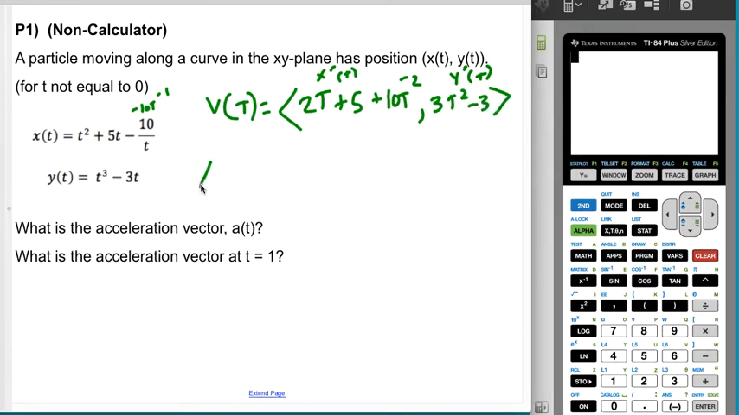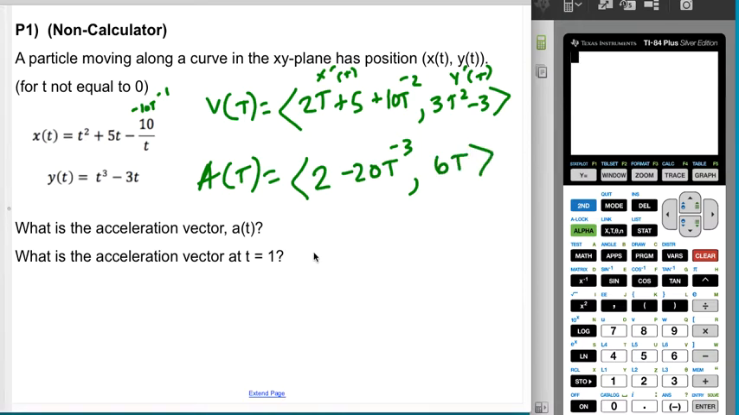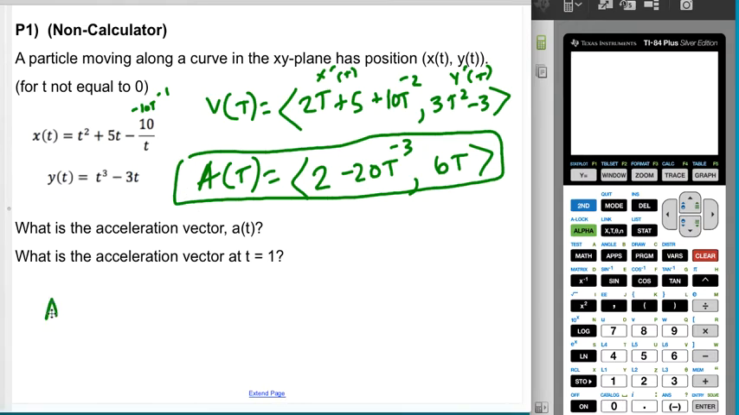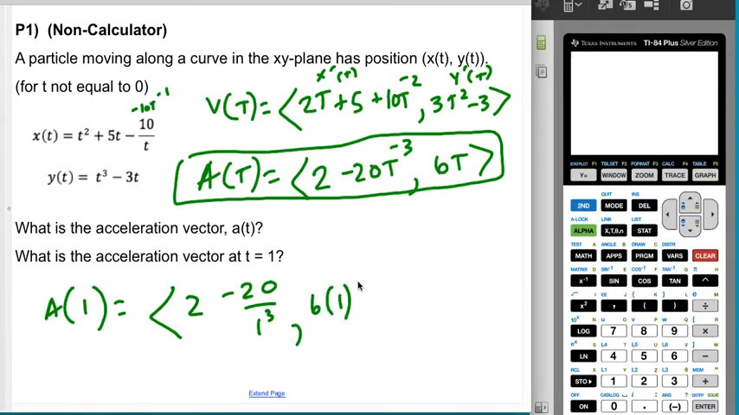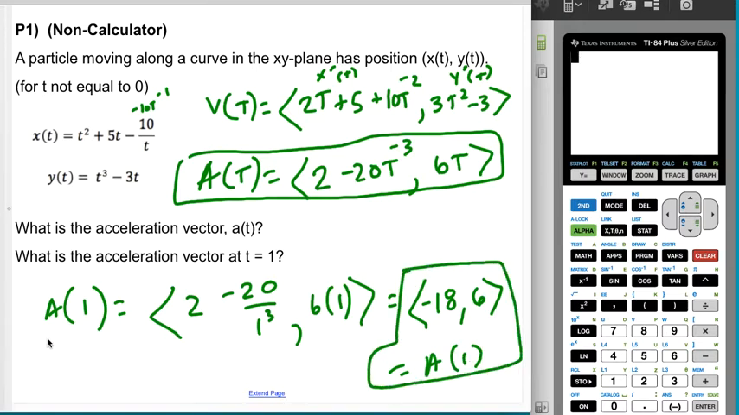And so then my acceleration is going to be what happens if I differentiate again. So this is going to be 2 minus 20t to the negative third, and this is just going to be 6t. So that's fine. If you want to put the t to the negative third on the bottom, you certainly can, but you don't have to. My a of 1 is going to be 2 minus 20 over 1 cubed, and 6 times 1. So it seems like I get 2 minus 20, so negative 18, and 6. And that's it. That's my a of 1, right? So those are the two questions I was asked, and there are my two answers.